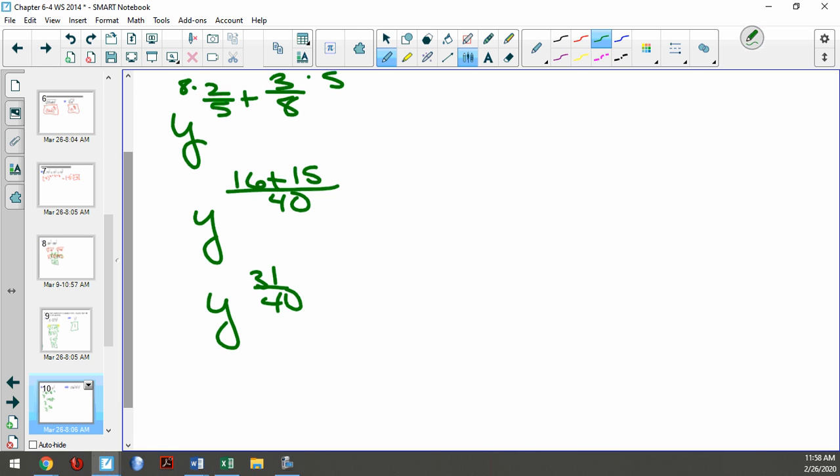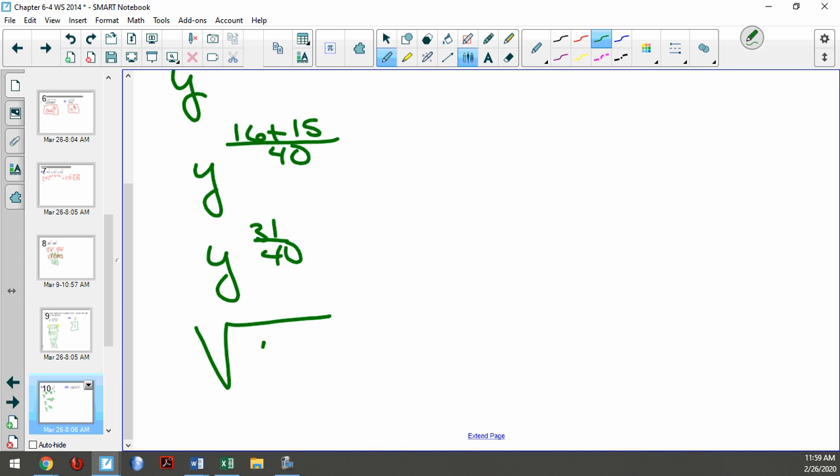Now here's the beautiful thing. 31 over 40 is as reduced as it goes. Would you agree with me? So now we simply take it from fractional exponent and write it as a radical. I have my radical symbol, my y is my base, my power is 31, my root is 40, and I am done.